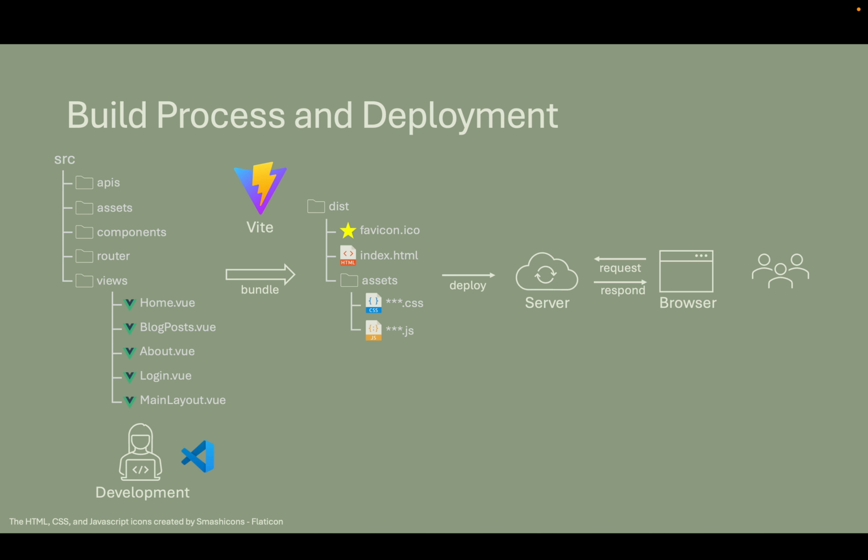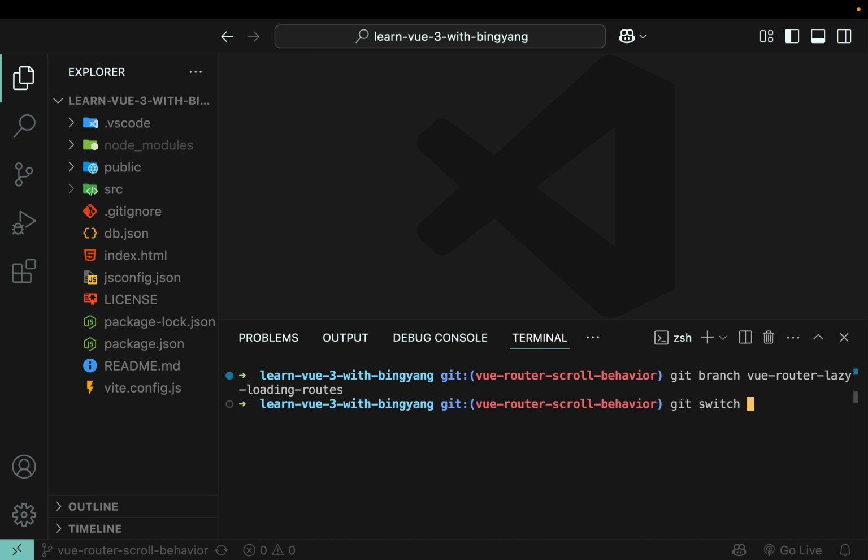First, let me create a new Git branch from the previous one. Git branch, Vue router, lazy loading routes. Git switch, Vue router, lazy loading routes.